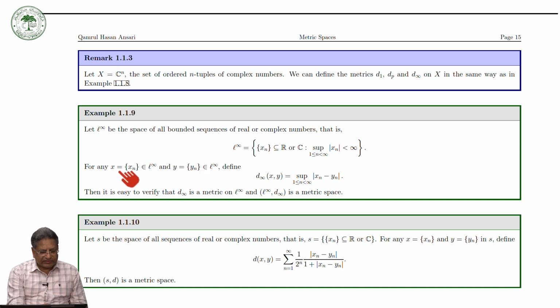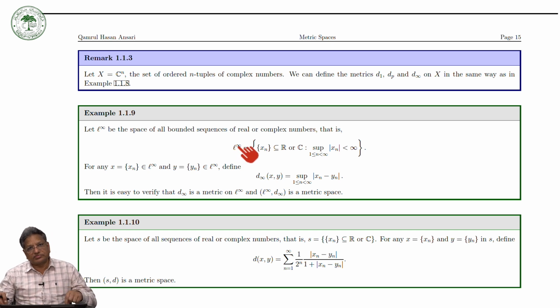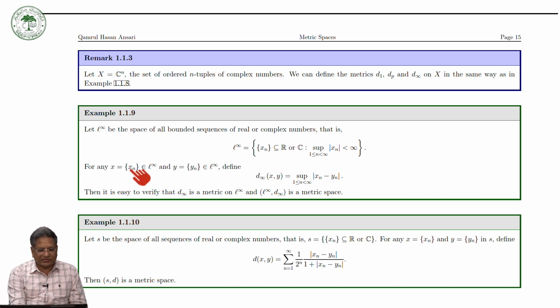Let us take x and y two elements of L infinity. But keep in mind L infinity is the set of all sequences, so x and y are sequences. We write x equal to xn and y equal to yn. Then we define a function which we call d infinity from L infinity cross L infinity to R, such that d infinity of x, y is the supremum of mod of xn minus yn, where the supremum is taken over 1 less than or equal to n less than infinity.